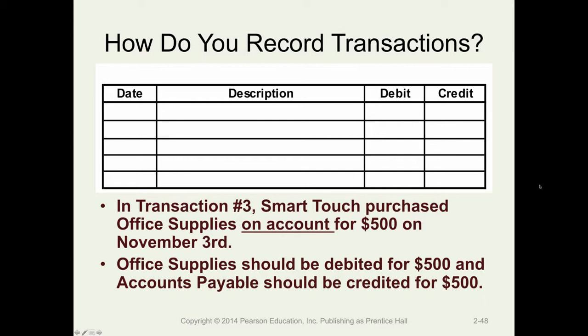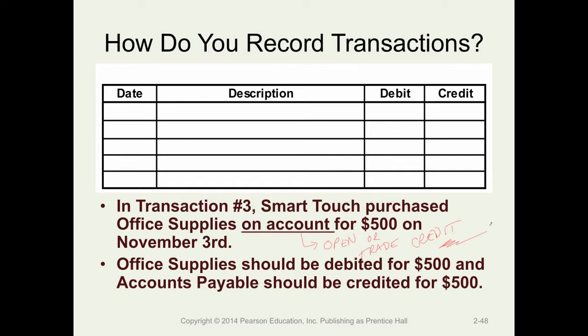Next, transaction 3. Smart Touch purchased office supplies on account. Now again, we know that this means that they didn't pay for the office supplies. This is, again, as we call it, open or trade credit. And that happened on November 3rd. So we acquired an asset, office supplies.